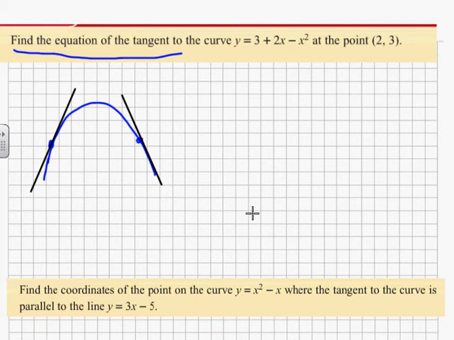If the slope is on its way up, it's the left-hand side one. If the slope is on its way down, it's the one on the right-hand side. Does that make sense? So the one on the left has a positive slope, the one on the right has a negative slope, right?